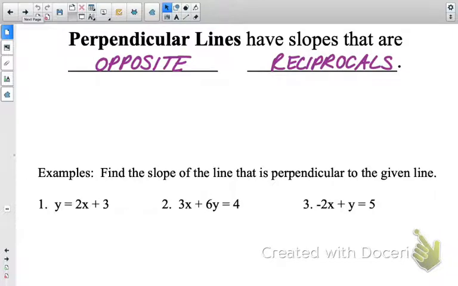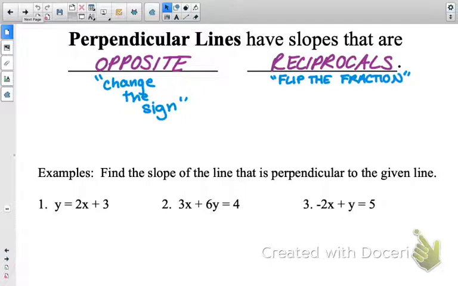So the word opposite means we need to change the sign. If it's positive, it's now negative. If it's negative, it changes to positive. Reciprocals means flip the fraction. So if we have 2/3, our reciprocal would be 3/2. In order to find a perpendicular slope, we have to do both these things. Change the sign, flip the fraction.